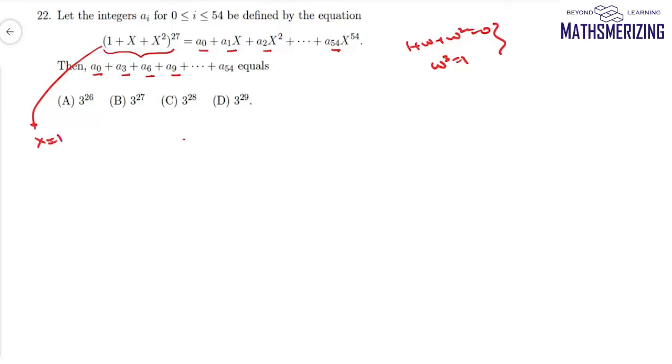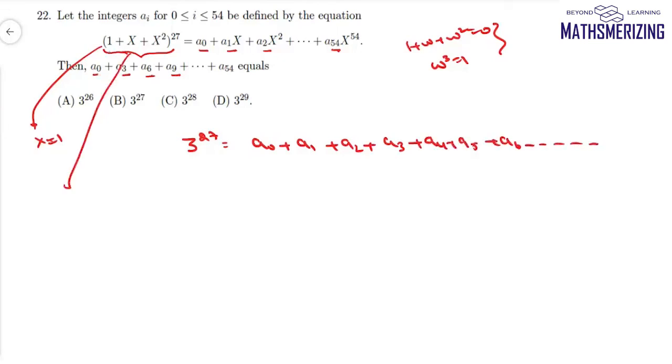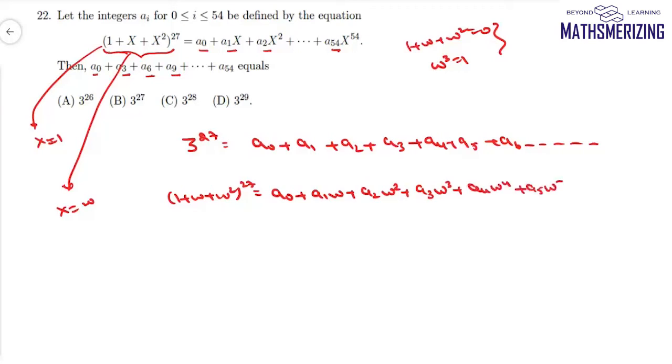If I put x as 1, I'll get 3 to the power 27, and here will be a0 + a1 + a2 + a3 + a4 + a5 + a6 and so on. Now we'll put x as omega. If I put x as omega, I'll get (1 + omega square) to the power 27, and here will be a0, a1 omega, a2 omega square, a3 omega cube, a4 omega to the power 4, a5 omega to the power 5, a6 omega to the power 6.